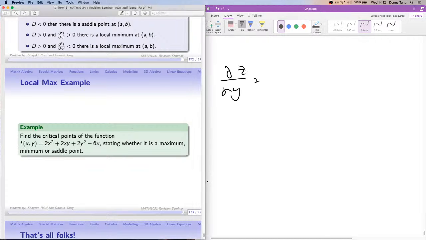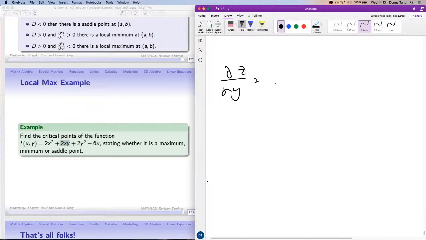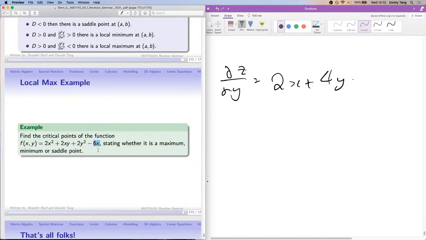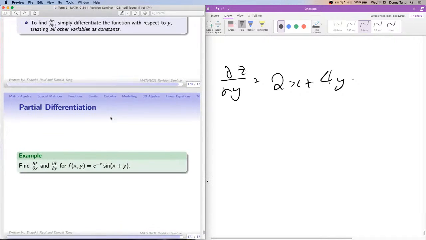So what we're going to do is, this is in terms of x, so we treat it as a constant, and it goes to 0. This is the same as a number like 8. If we differentiate 8, it goes to 0. Differentiate 2x squared, it goes to 0. Now this one, we differentiate in terms of y, so it's going to be 2x. The y just disappears. Then plus 4y minus 6, where the 6 is just a constant. There's no y, so it goes to 0. All right?